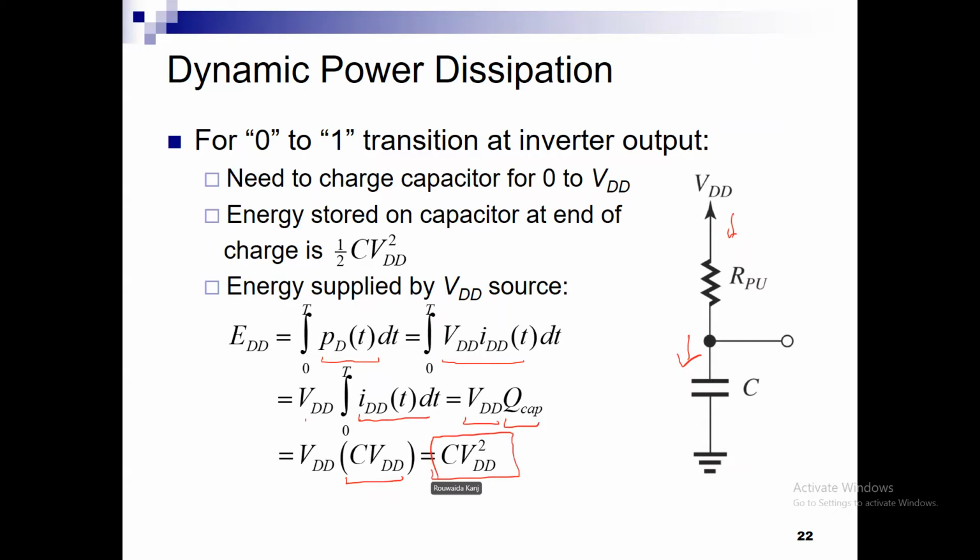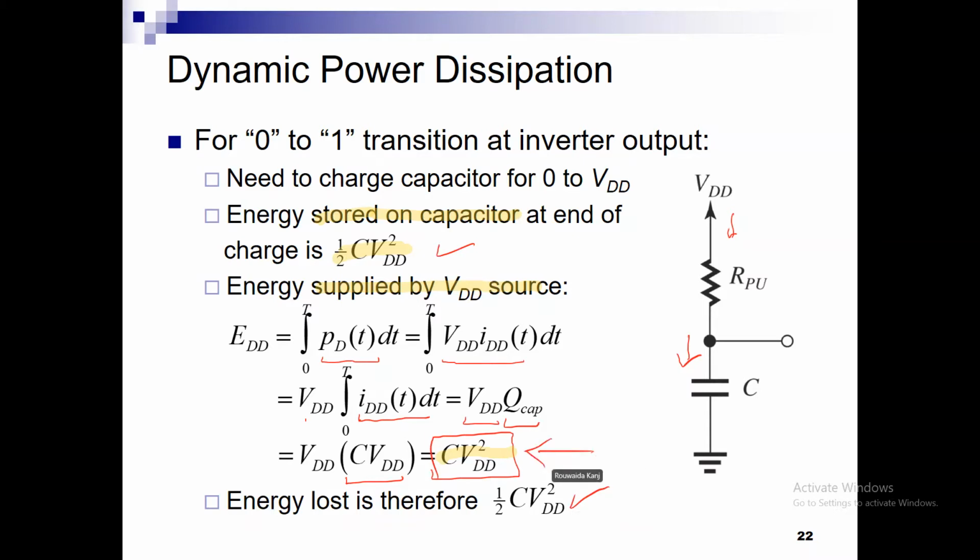What we are showing here is that I am going to supply CVDD squared, and I'm going to store half CVDD squared on the capacitor. So the amount of energy that is lost during this cycle is half CVDD squared. I stored half and I lost half of this quantity, meaning it is lost as heat dissipation in the circuit.